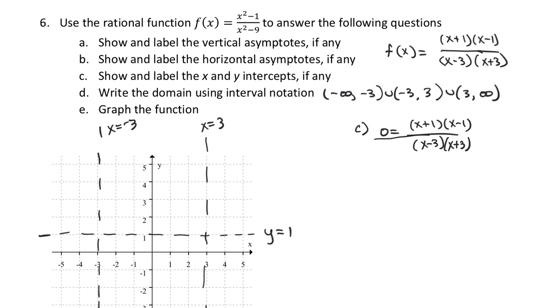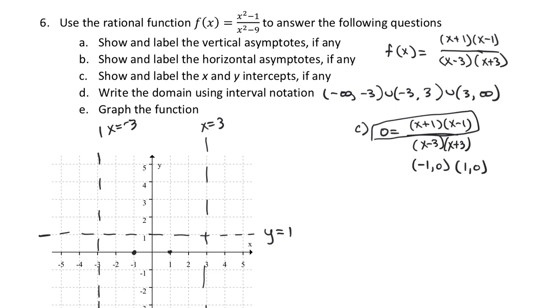And a fraction is only going to ever equal 0 when the numerator is equal to 0. So the two values for x that will make the numerator equal to 0 are -1 and +1. So the x-intercepts are (-1, 0) and (1, 0).